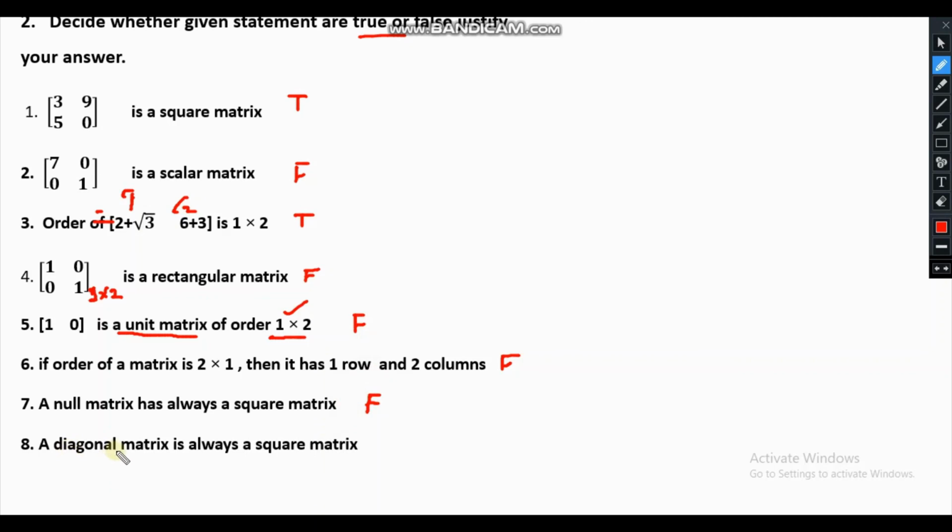A diagonal matrix is always a square matrix. We know that a diagonal matrix is a matrix of order 2 by 2 in which all elements are 0 except those in the leading diagonals. So this is true.